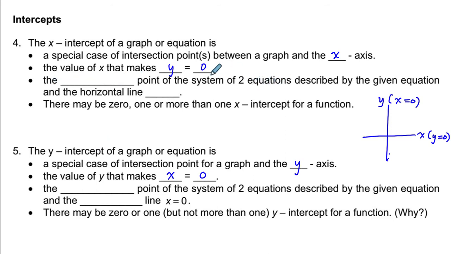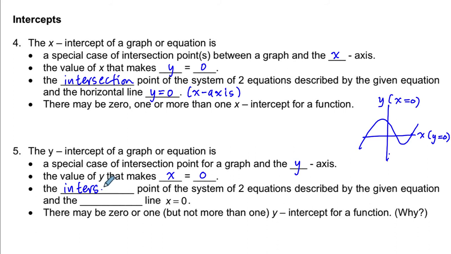Now we also recognize that we have two equations, some graph, maybe like this curve, and we are finding the intersection point of the system of two equations, namely the given equation, and for the x-intercept, we're also intersecting with the horizontal line y equal to 0. Again, that's the x-axis. Depending on the shape of the graph, we may end up with no, one, or more than one x-intercept for the function, and we will spend the course looking at different kinds of functions to understand the behavior and to predict how many x-intercepts we will have.